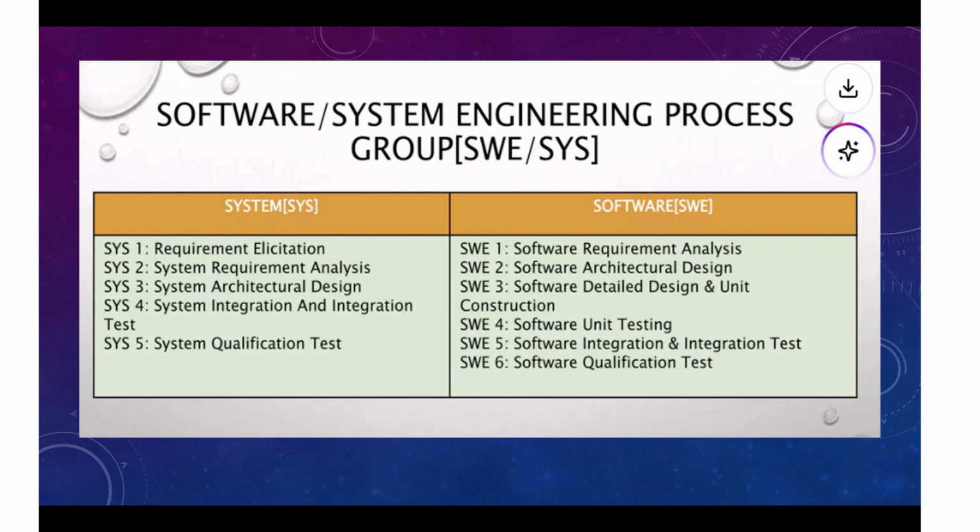The system integration and the integration test specification and the test shall be carried out, and finally the system qualification test will be done. So these are the five processes that we have at the SYS level or the system level. That is the requirement elicitation of the supplied customer requirement or the stakeholder requirement, and then the system requirement analysis, system architectural design, system integration and integration test, and the system qualification test.